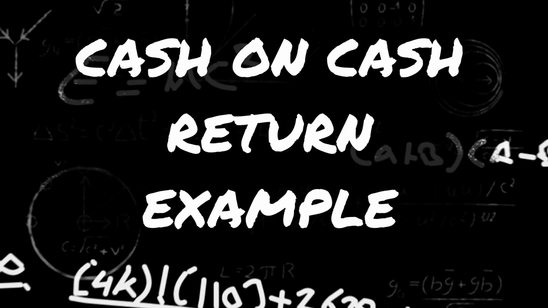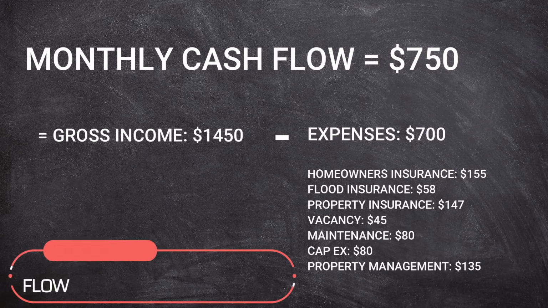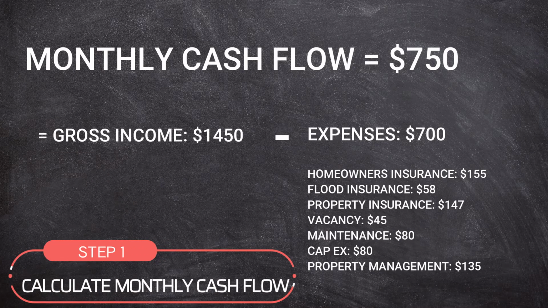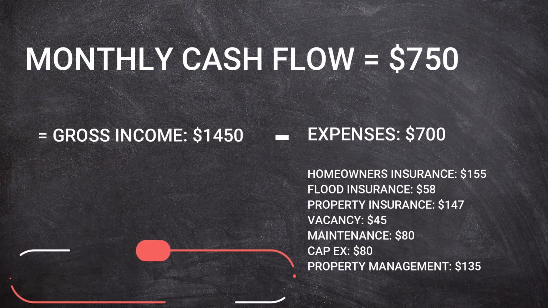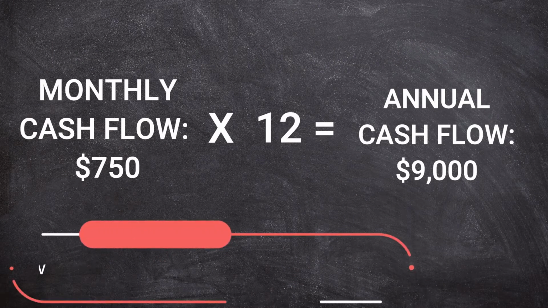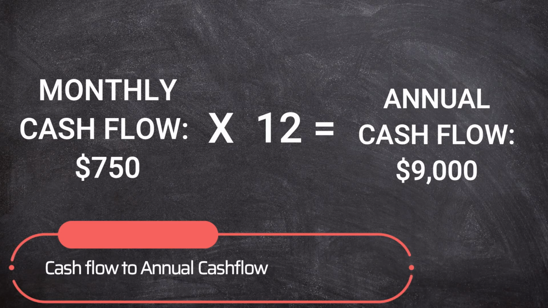Now let's put some numbers in and work this formula. Step 1. Calculate monthly cash flow. We have a gross income of $1,450 minus the sum of all the expenses. So our income minus our expenses is $750. $750 is our monthly cash flow. To get that to our annual cash flow, we times $750 by 12.